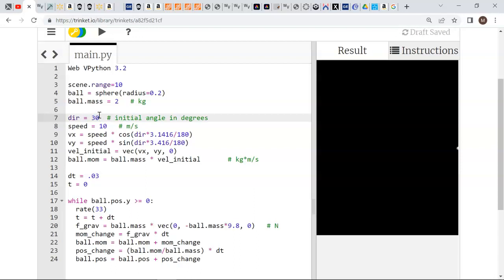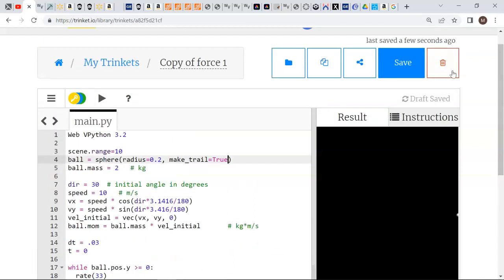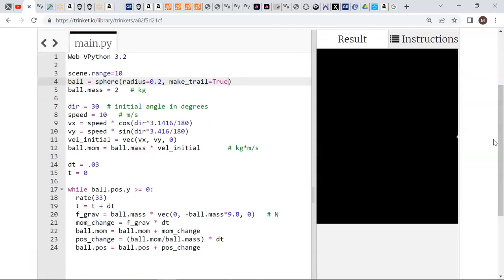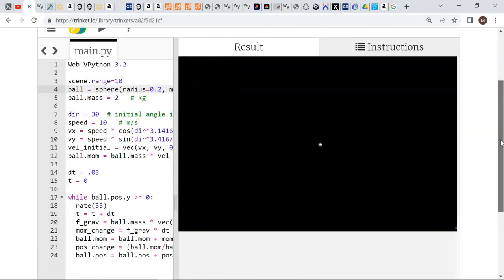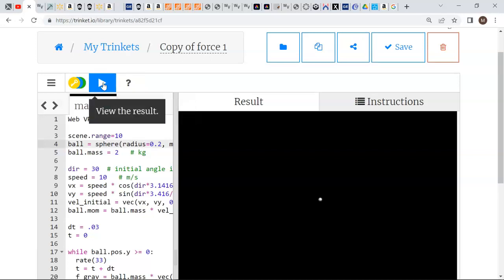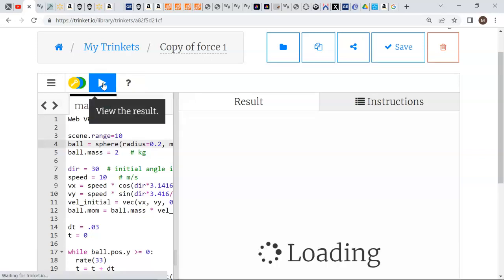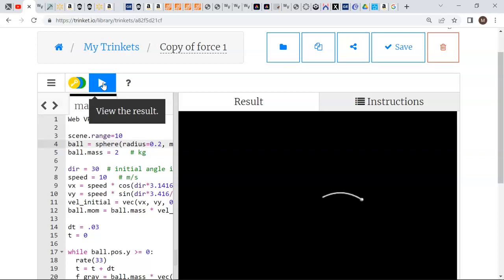And we're going to do one more thing to help with the visualization. When we define the ball up here on line 4, I will say make trail equals true. What that will do is as a ball is flying through the air, it will show its path. Save early and often. So now this should throw a ball as if I threw it at a fairly shallow angle. There it did, and it showed the path.